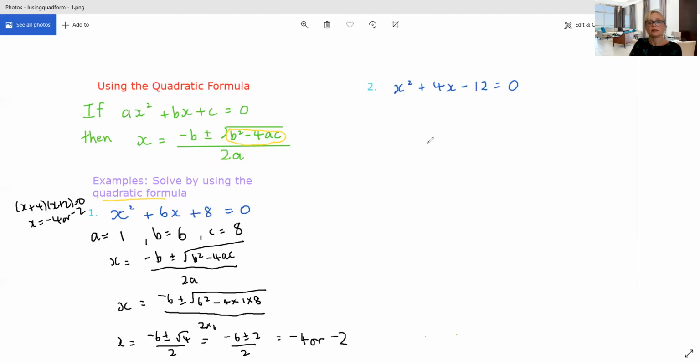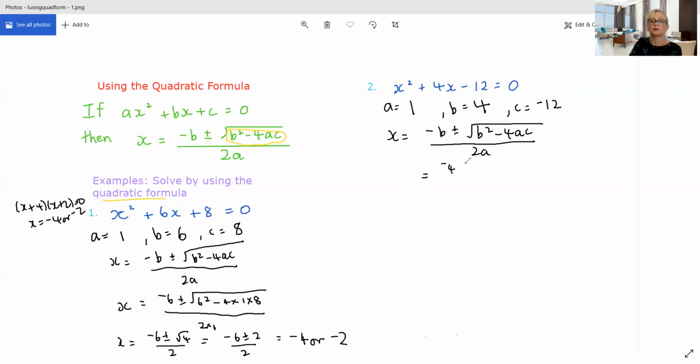All right. Let's have a look at this one. Again, we start off by writing down what A, B, and C are. A is obviously 1, B is obviously 4, and C is negative 12. Write down your rule. X is negative B plus or minus square root B squared minus 4AC all over 2A. Subbing in, so we get negative 4 plus or minus square root 4 squared minus 4 times 1 times negative 12 all over 2 times 1.